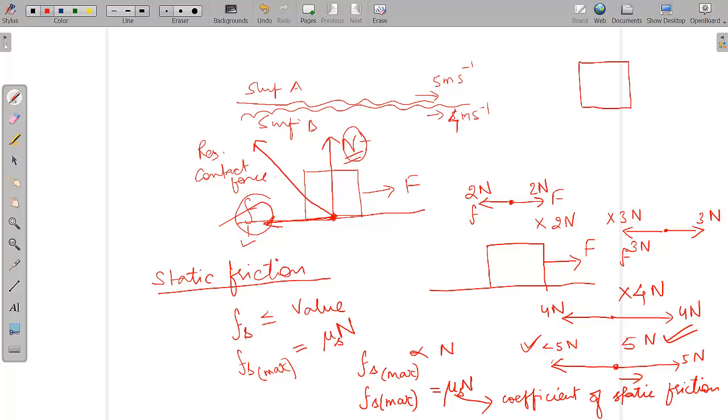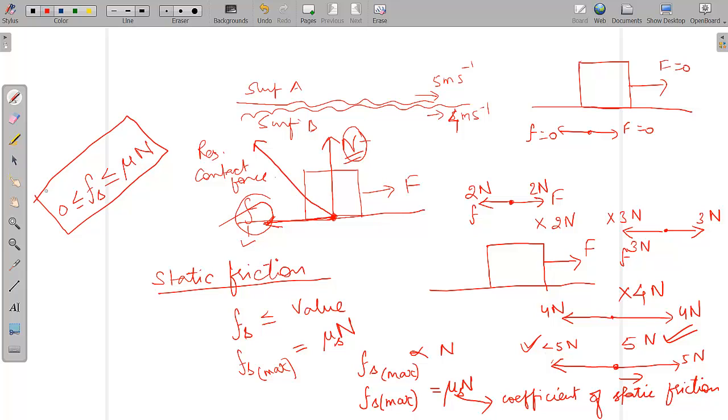Now let's say the same block, you are applying no force. Force is equal to 0 here, and still the block is not moving. That means the friction force here was also equal to 0. So the static friction acting on a body can be between 0 and the maximum value, which is mu into N. Is it okay till now? The static friction acting between two surfaces will be between 0 and the maximum value, mu s into N.